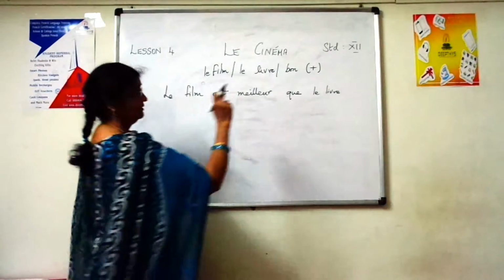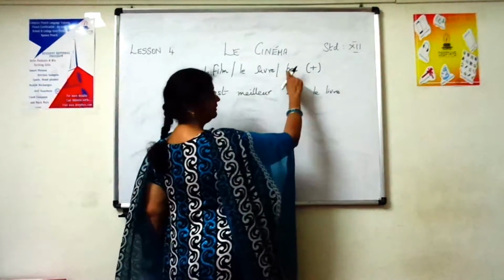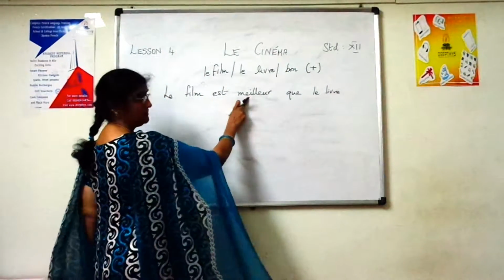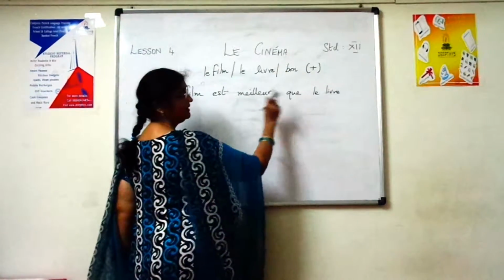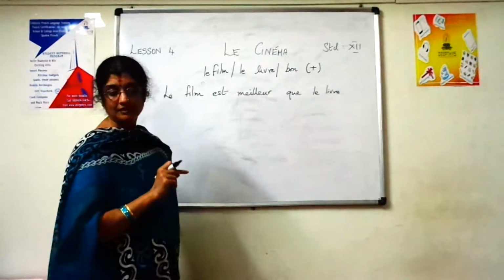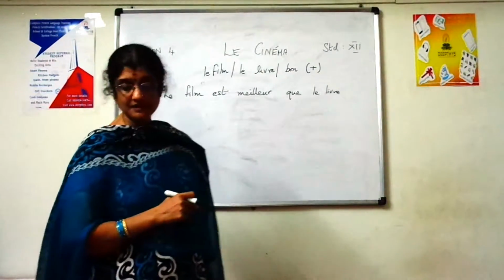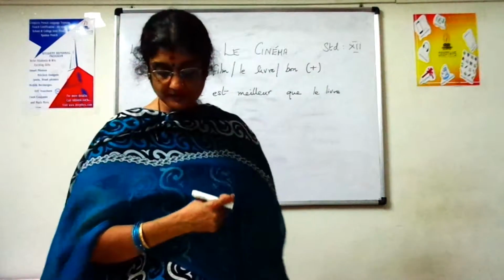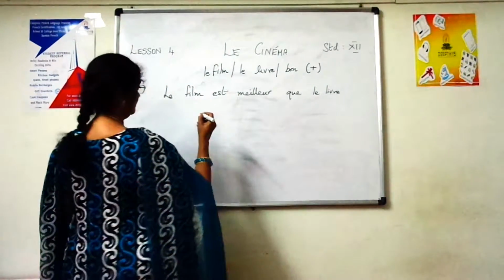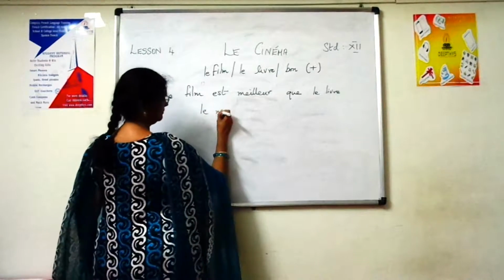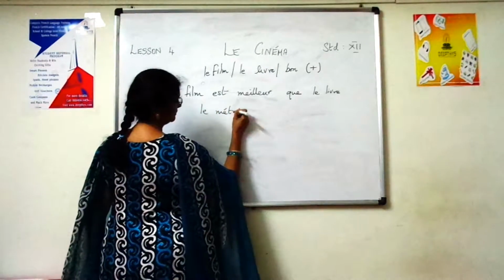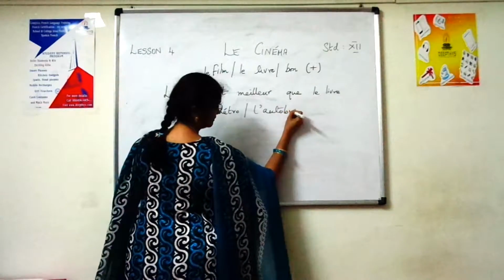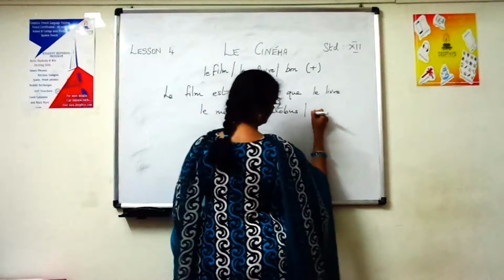So remember, there is bon and there is plus. Plus bon becomes one word, meilleur. So you write meilleur que. With that we move to the next sentence. It says, le métro, l'autobus, efficace.